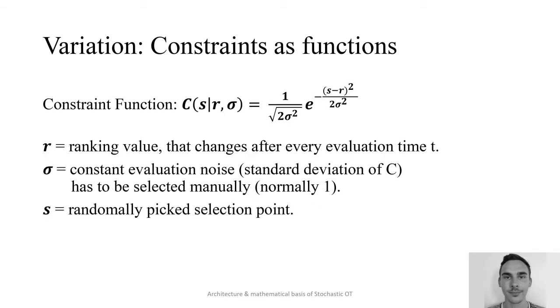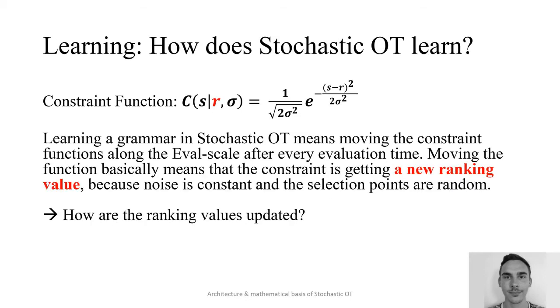And there's something very important to bear in mind when we examine these values more closely. R is the ranking value that, as we will see next, can change after every evaluation time. Sigma, on the other hand, is a constant in this architecture, which means that at the beginning we choose a value that never changes again, and that applies to every constraint function in the universal constraint set. Knowing this is important because it partially answers the question of this next slide. How does stochastic OT learn?